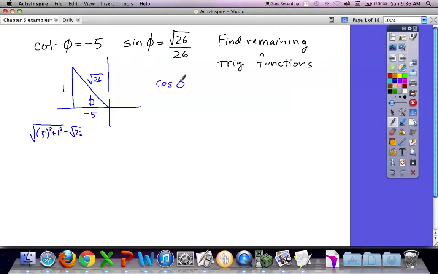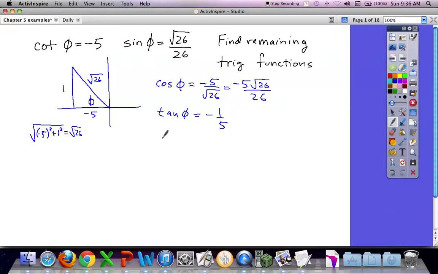Cosine of phi equals adjacent over hypotenuse, -5 over the square root of 26, which is -5 root 26 over 26. Okay, tangent of phi should be 1 over the cotangent, so that's -1/5.